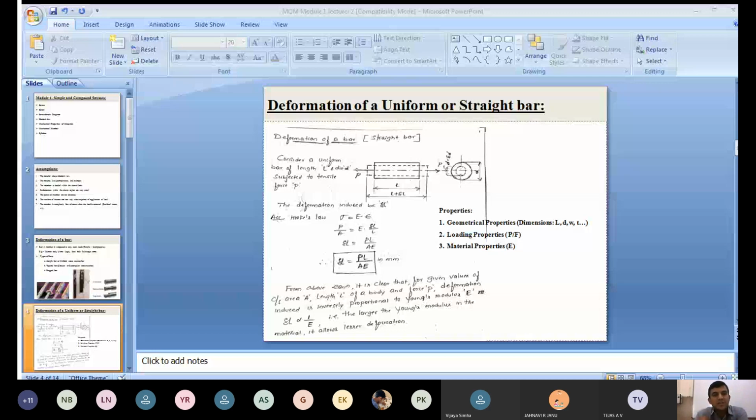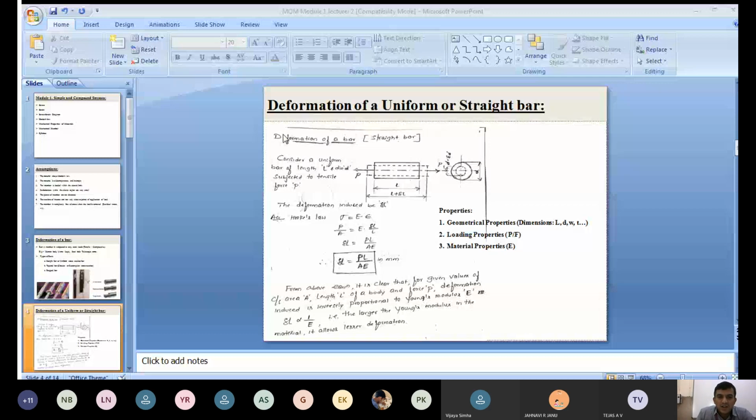Here the mechanical member is a bar. First is the uniform bar or straight bar. Our aim in this subject is to determine what deformation takes place and what stresses are induced in the bar. Now consider a straight bar. The continuous thick line shows the original component or initial body.